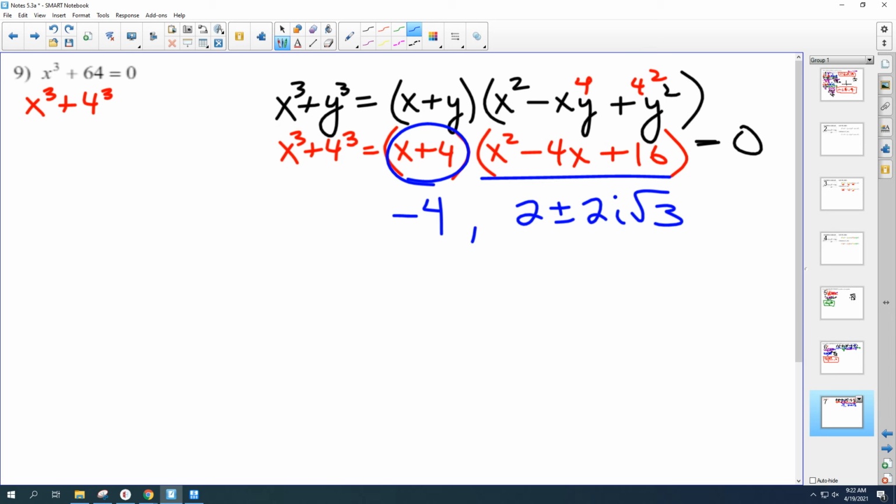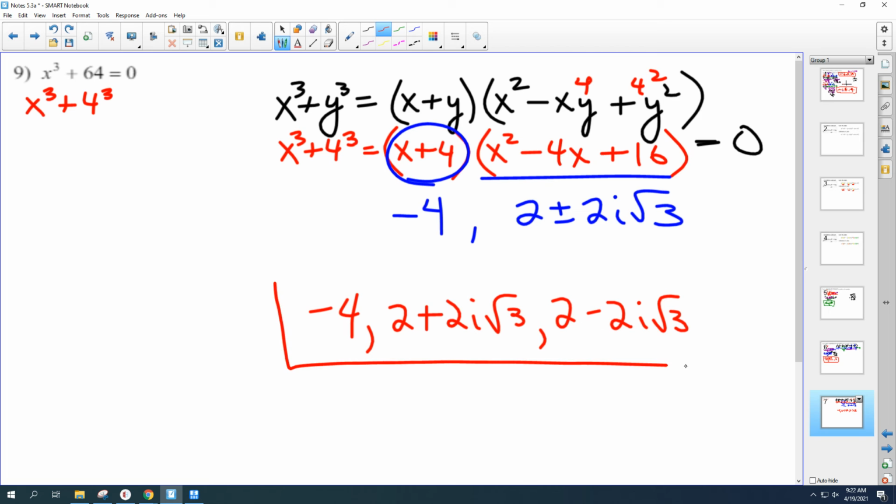And that's it. If you want to rewrite it, you can. Negative 4 and 2 plus 2i square root of 3 and 2 minus 2i square root of 3. There are your three solutions. Only one of them is a real number. That means the graph only crosses in one place. The other two are imaginary.